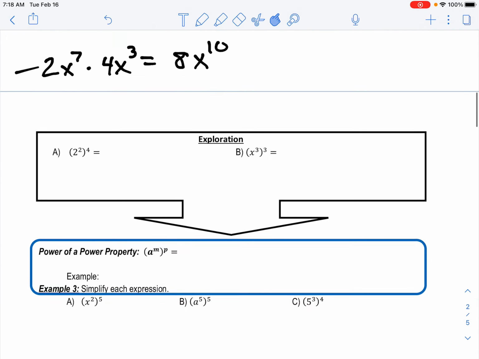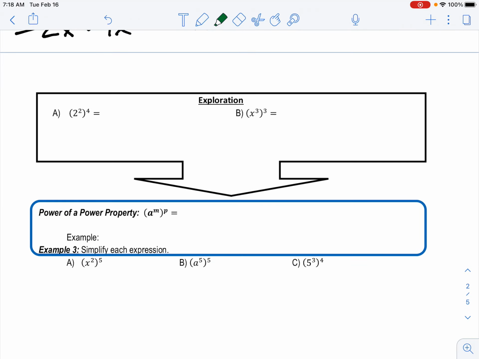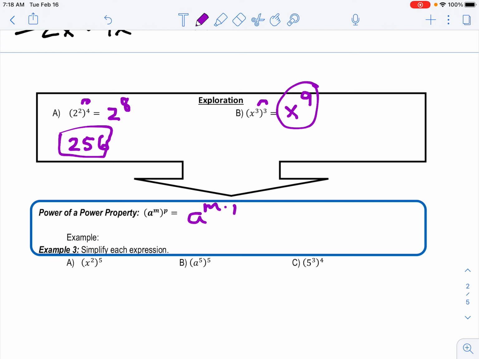All right, let's look at the next type of problem. You'll notice for this exploration, this time I have a parenthesis with a power, but I have another power on the outside. All right, so what we technically do is we multiply the powers. So I copy the base 2, and then 2 times 4 tells us to the 8th power. All right, I can put that into my calculator, 2 to the 8th power, and press enter, and I get 256. All right, again, we're going to copy the base. The base is x. 3 times 3 tells me 9, so x to the 9. So our rule says to copy the base, and this time we're going to multiply the powers.